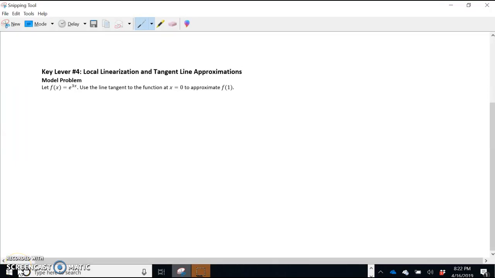Our fourth big topic in this lesson is on local linearization and tangent line approximations. This is something that you're all used to, so this model problem should be pretty straightforward.